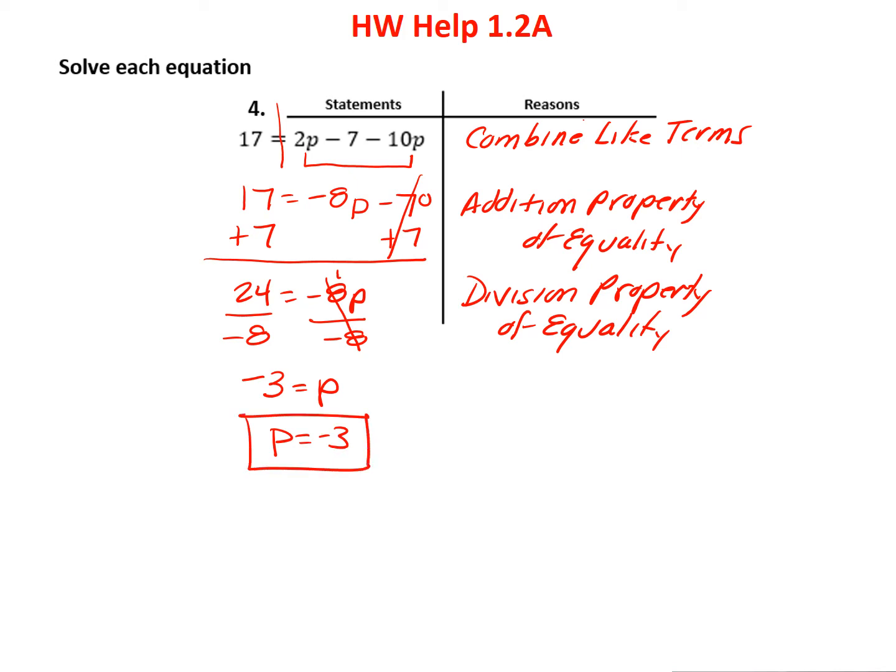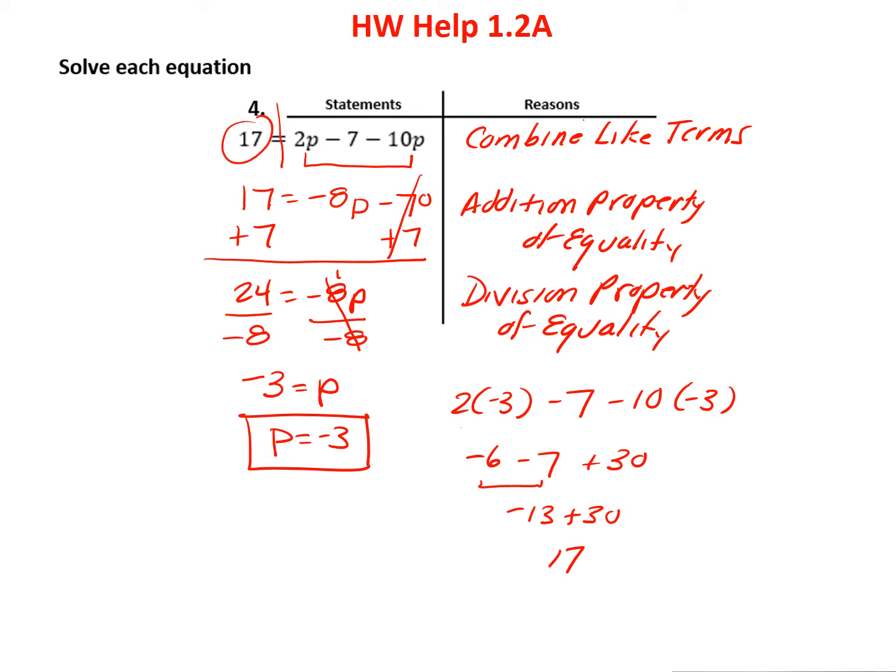If we wanted to check this one, let's take the right side and just plug it in. 2 times minus 3 minus 7 minus 10 times minus 3. Well, a positive times a negative is a negative. So this 2 times negative 3 is going to be negative 6. Minus 7, and then a negative times a negative is a positive, so negative 10 times negative 3 will be 30. Negative 6 minus 7 is negative 13, plus 30, or if you see it as 30 minus 13, is going to be 17, and you notice that's what the equation said it should equal, so we know that we got the problem correct.